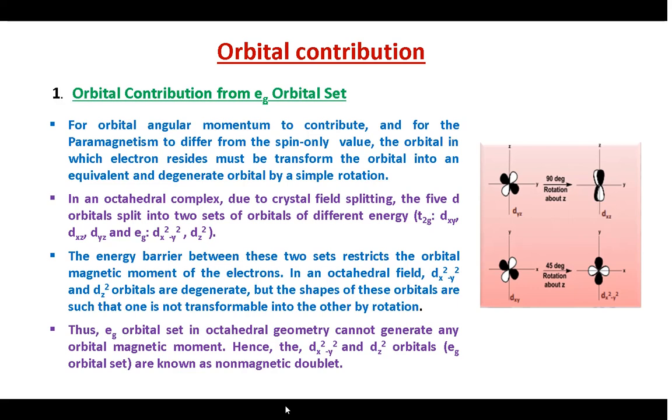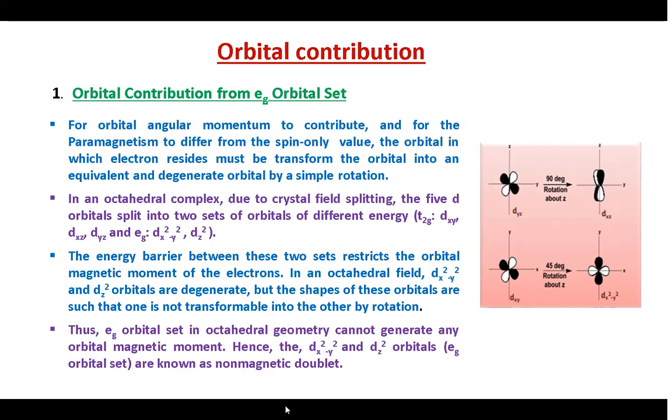In a free ion, the 5d orbitals are degenerate, and some orbitals can be transformed into one another by rotations. The figure illustrates that a 90 degree or 45 degree rotation about the z-axis transforms dxz to dyz and dxy to dx square minus y square orbitals, respectively.